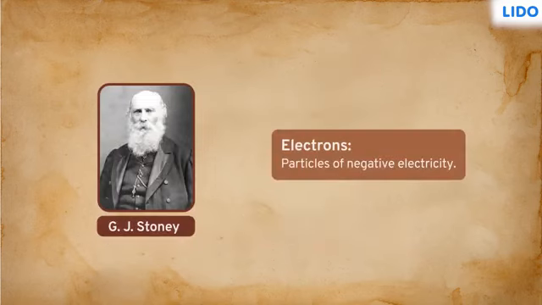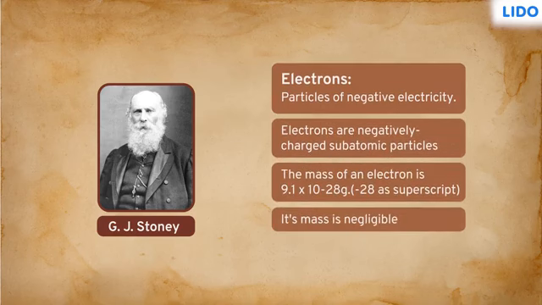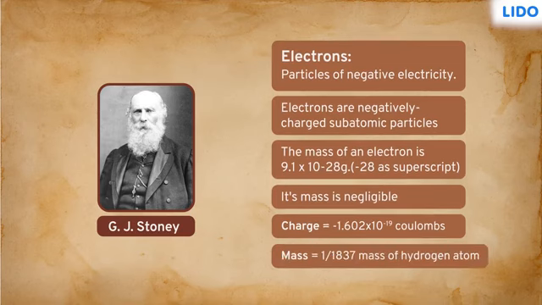These negatively charged particles were later called electrons by G.J. Stoney. And that's how electrons were discovered. It was later found that the electrons have a unit negative charge of magnitude minus 1.602 multiplied by 10 raised to minus 19 coulombs, whereas the mass of one electron was equal to 1 over 1837 of the hydrogen atom.